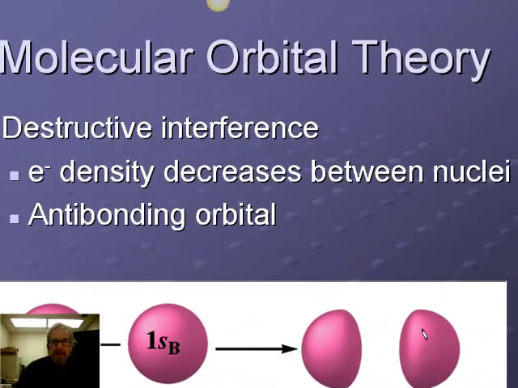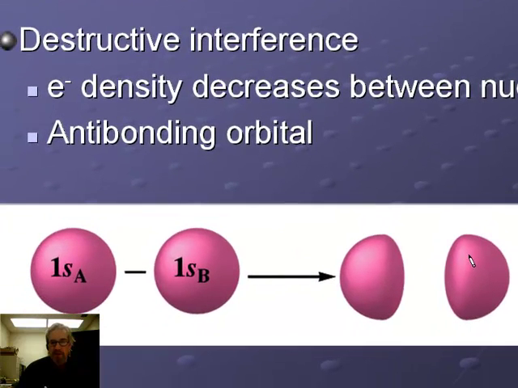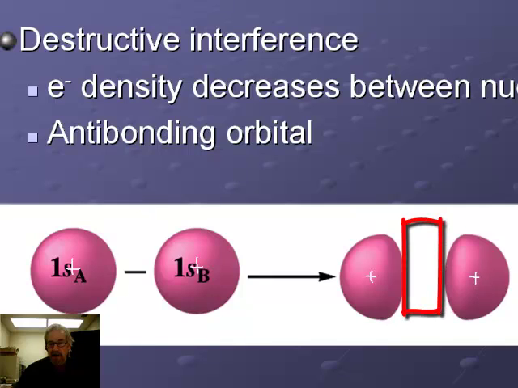Destructive interference is when the waves interfere so that they cancel each other out. The electron density in these cases decreases between the nuclei, and the result is what we call an anti-bonding orbital. So this is where a bond would not be likely to form. So a nucleus here and a nucleus here, and then the two s orbitals interfere with each other, and now you can see that in the zone between the two, there isn't probability of finding the electron, and so a bond wouldn't form in that case.